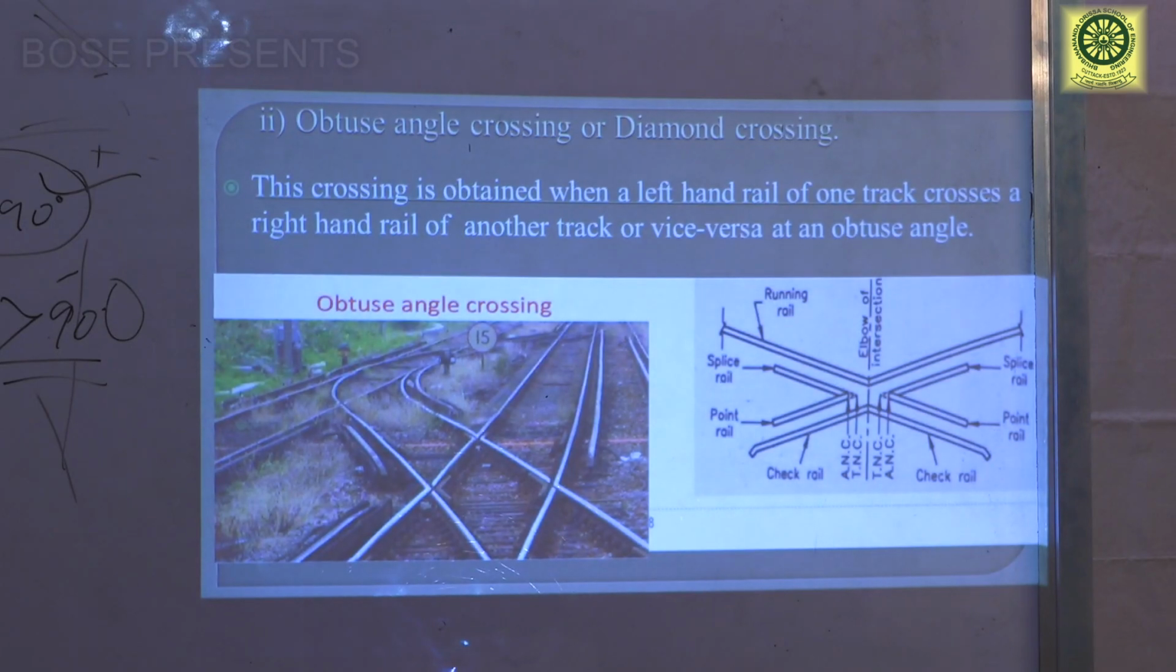Similarly, what is diamond crossing? This crossing is obtained when the left hand rail of one track crosses a right hand rail of another track or vice versa at an obtuse angle. At an obtuse angle, that means theta must be greater than 90 degrees.